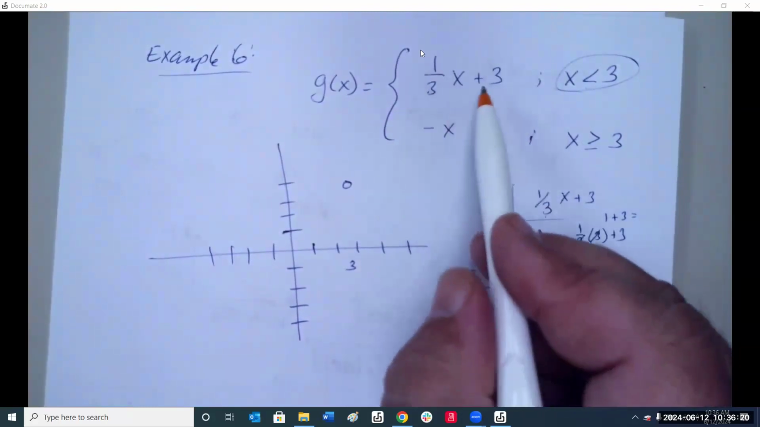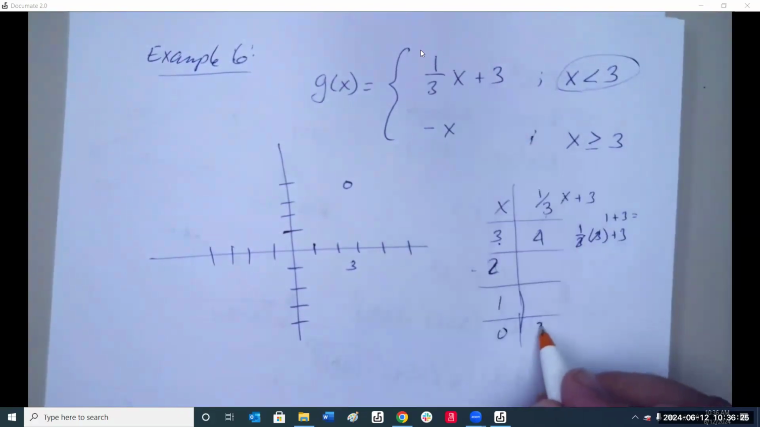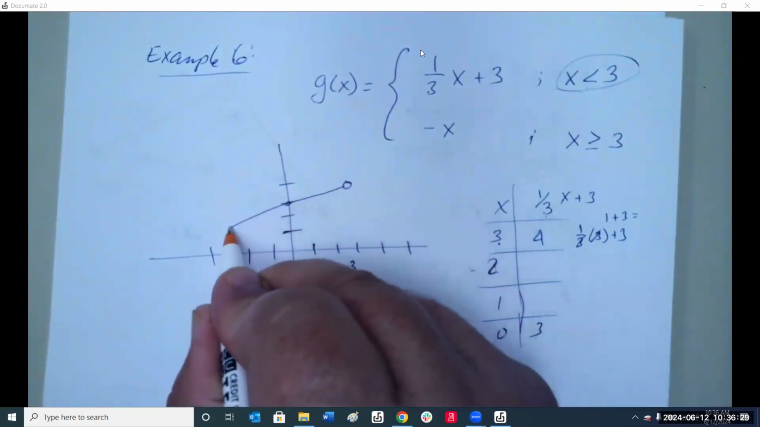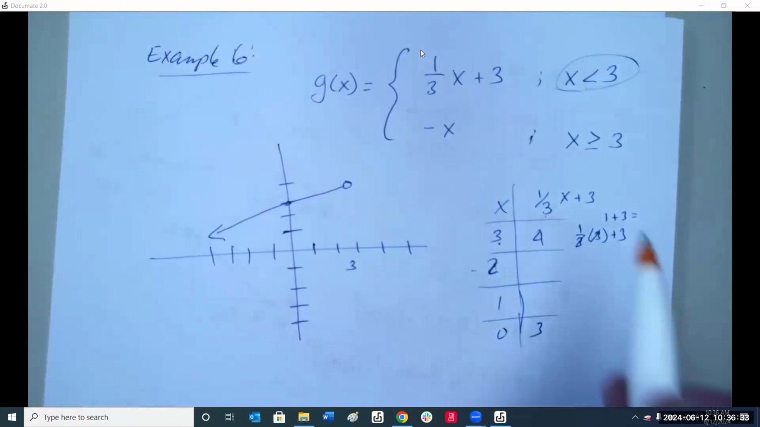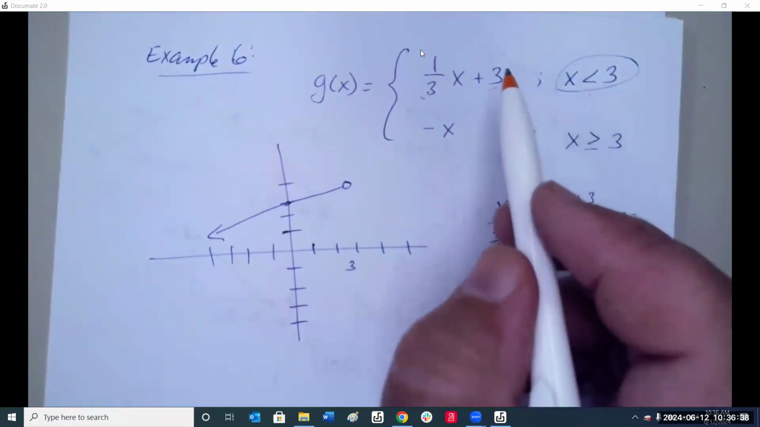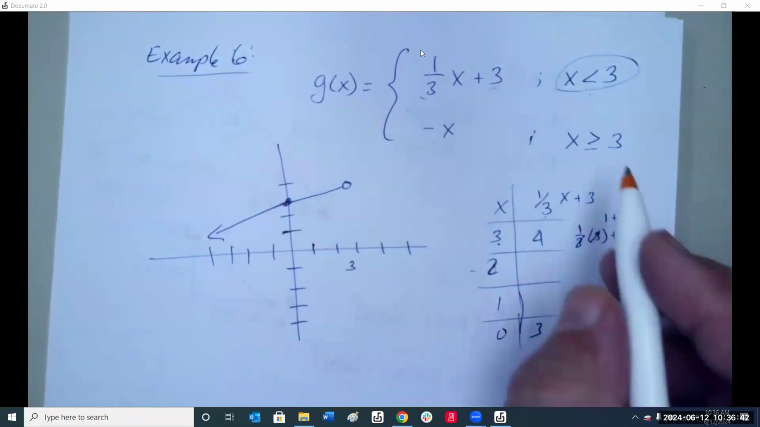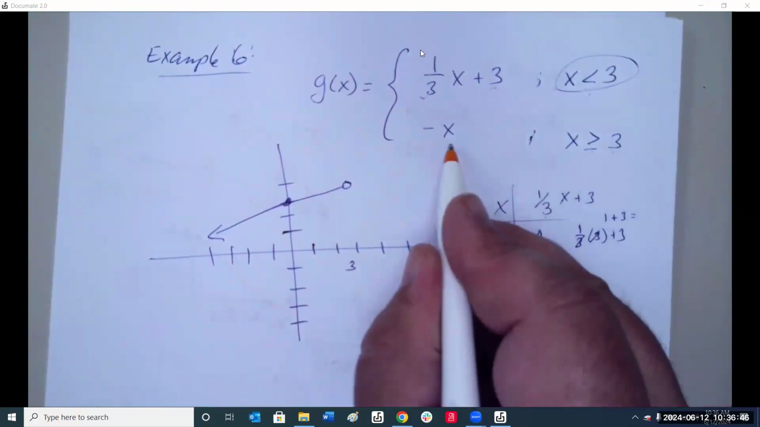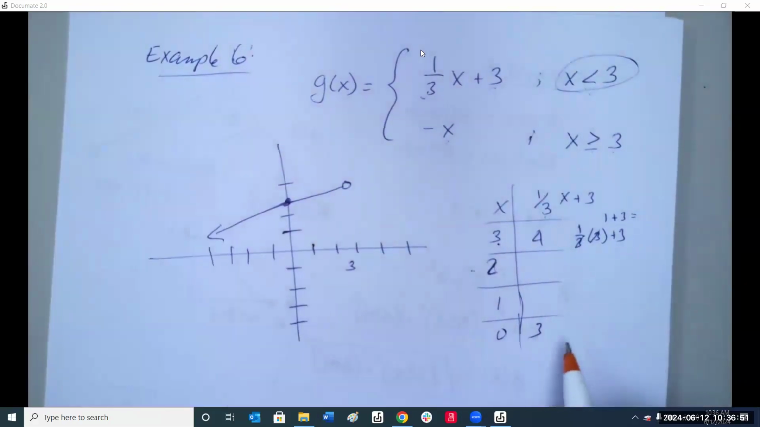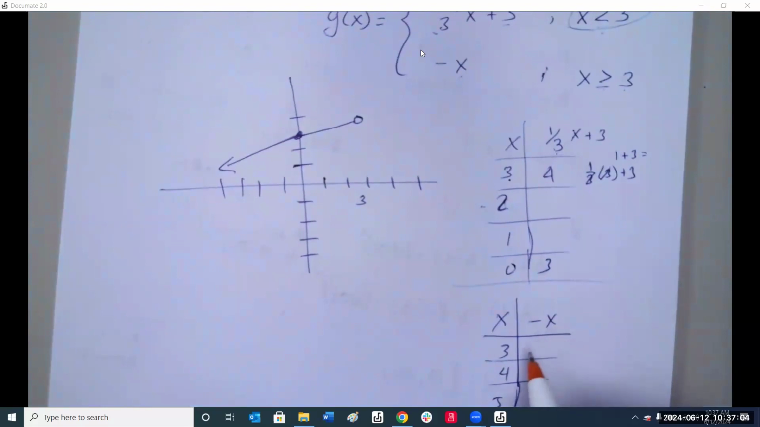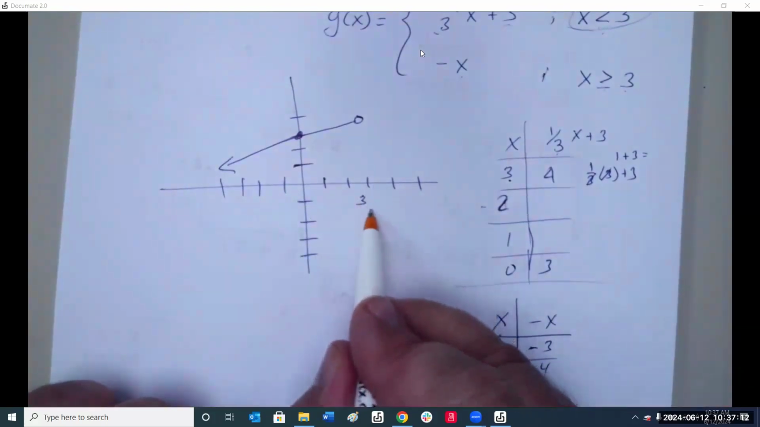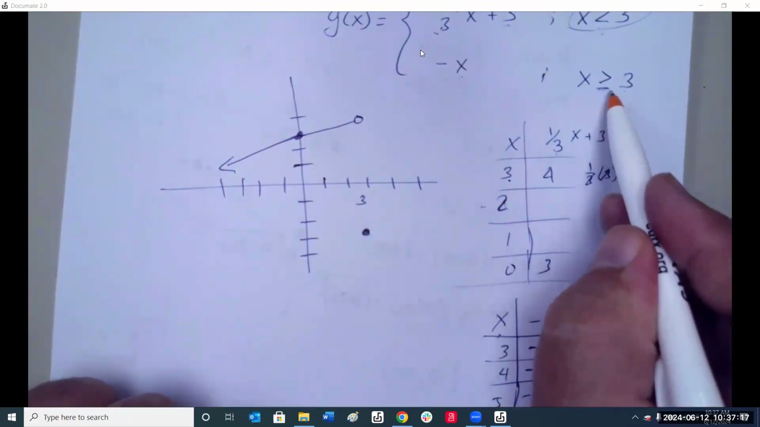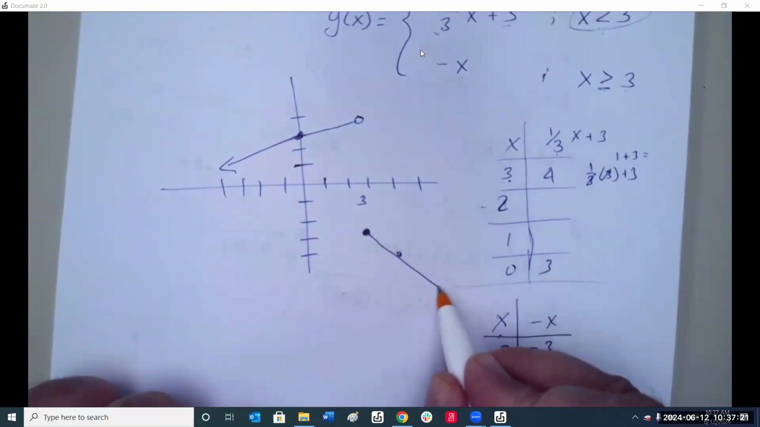We see this as an equation of a line. When x is 0, we get 3. So the graph on this side looks like this. Because this is a linear equation for everything less than 3, we just need 2 points. Whenever x is greater than or equal to 3, we use this other function. From 3, 4, 5: when x is 3, y is negative 3. When x is 4, it's negative 4. It's a solid dot at 3 because I can use 3. It's linear, so it looks like that.